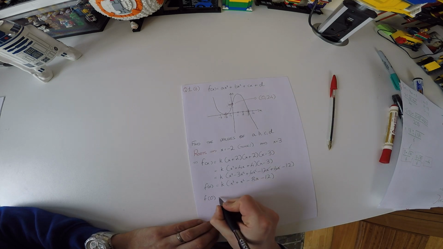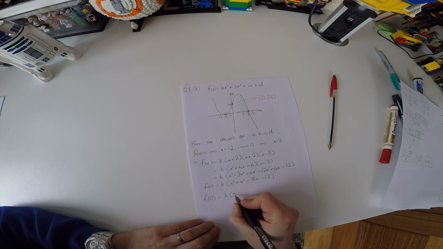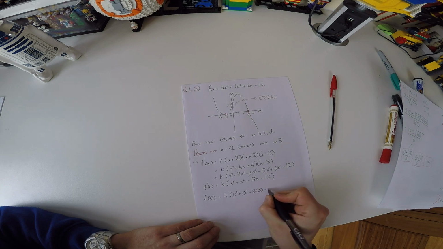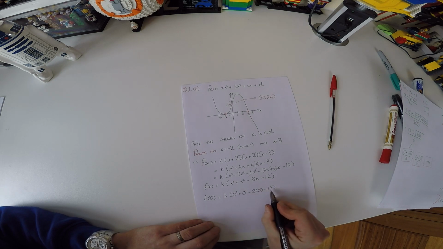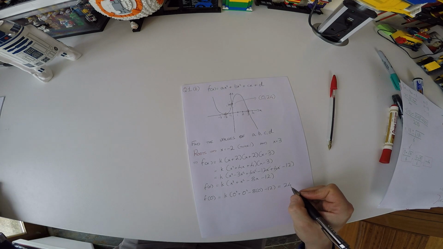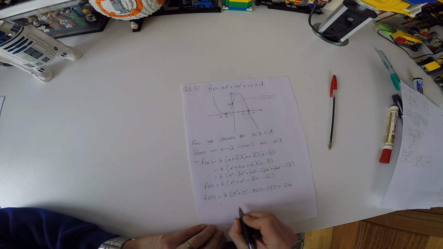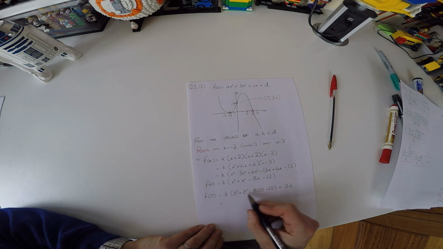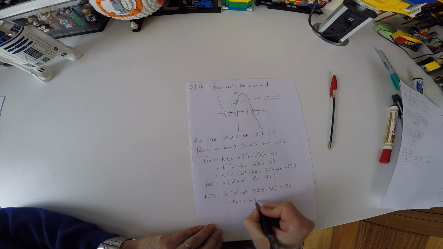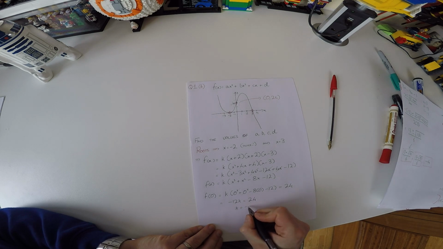So f of 0 gives us k times, we're replacing all the x's by 0. Now once we do all this, the function says we should get an answer of 24, so we can set that equal to 24. This becomes pretty simplified in the middle because these zeros are all gone. All we're left with is k times minus 12, because 0 cubed is 0, 0 squared, and so on are all gone. So we get minus 12 times k equals 24. And that tells us that k must be equal to 24 divided by minus 12, which is minus 2.